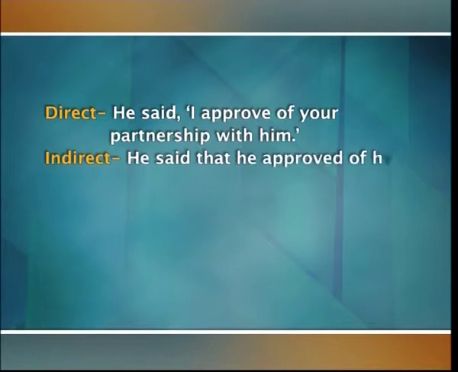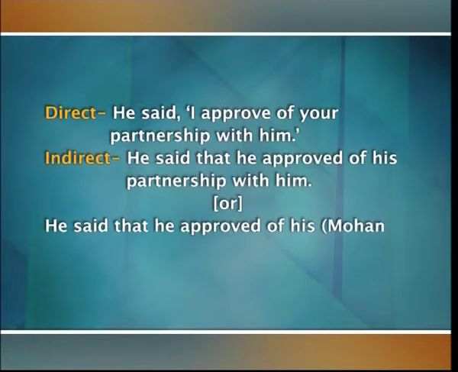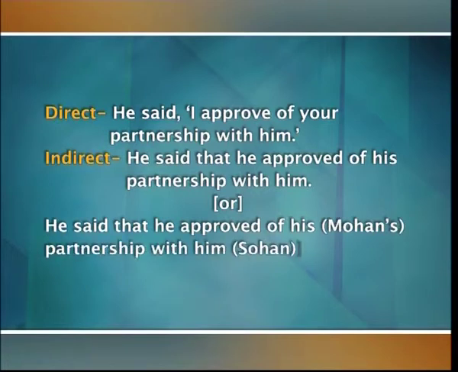Direct: He said, "I approve of your partnership with him." Indirect: He said that he approved of his partnership with him. Or, he said that he approved of his, which could be Mohan's, partnership with him. In this case, "him" could be Sohan.